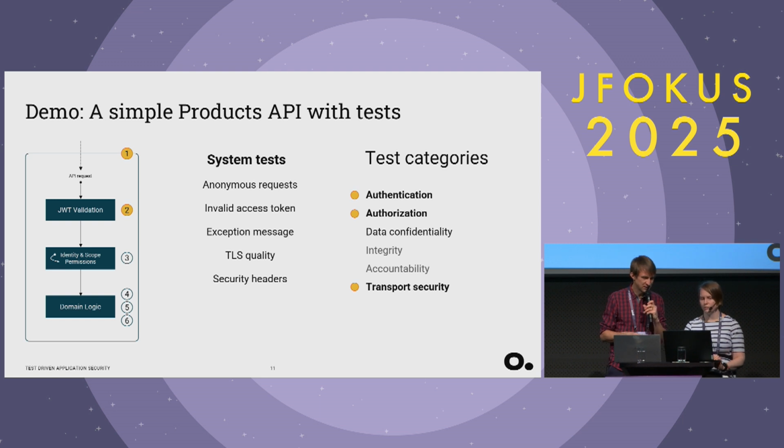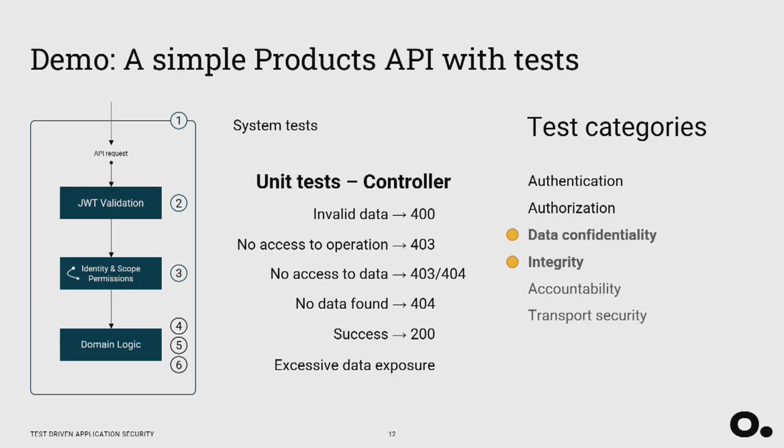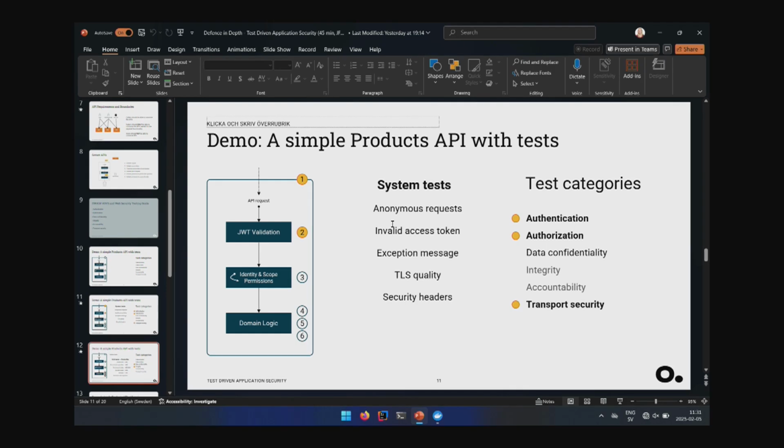So we move on to the unit tests, and the first set of unit tests here are for the controller and the get product by ID endpoint. They will address the responsibilities that the controller has, and we connect those to the test categories data confidentiality and integrity. So let's go back to the code and have a look at the unit test for the controller.